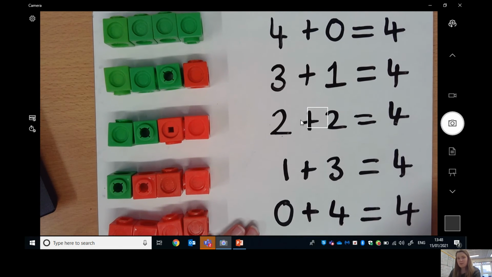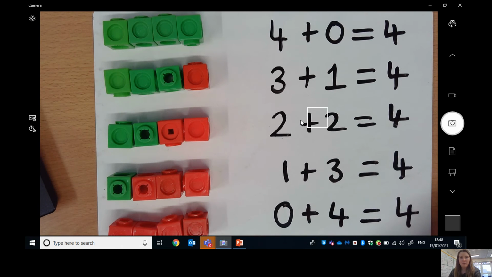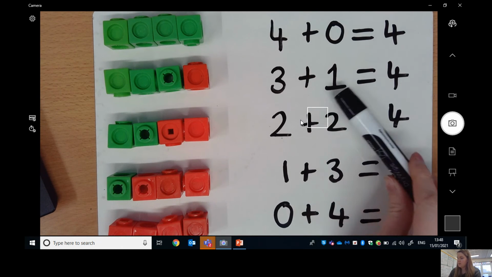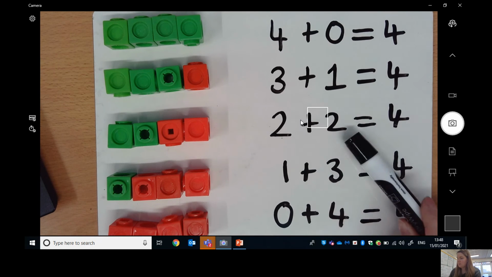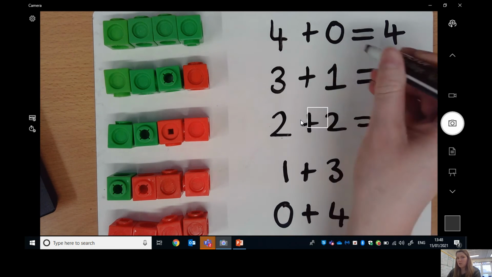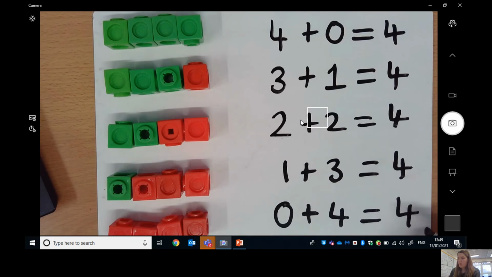These are all the different ways to make 4. 4 plus 0 is 4, 3 plus 1 is 4, 2 plus 2 is 4, and 1 plus 3 is 4. And lastly, 0 plus 4 is 4. These are called equivalent relationships because all of our answers are the same. We've just changed some of the numbers in the sum.